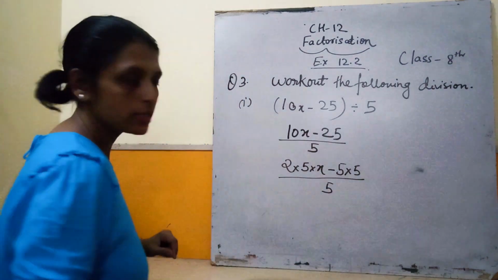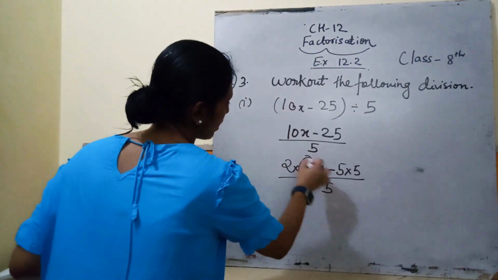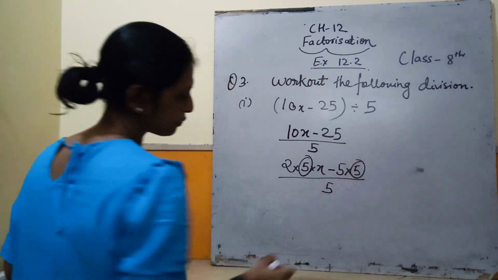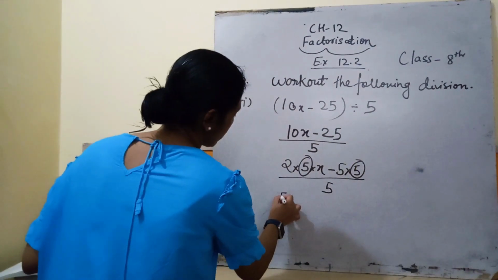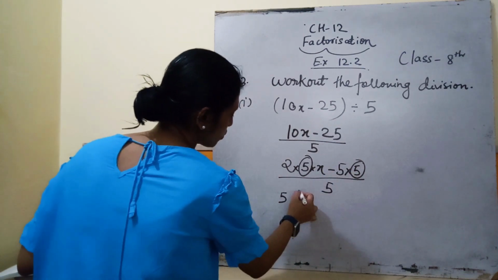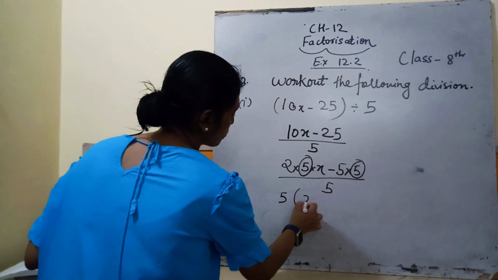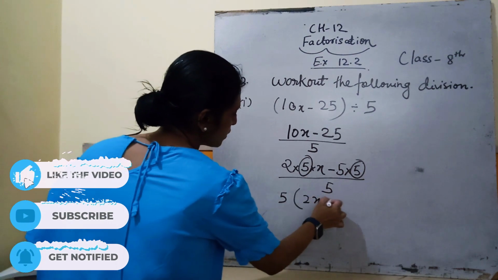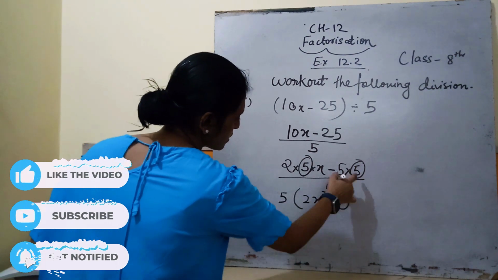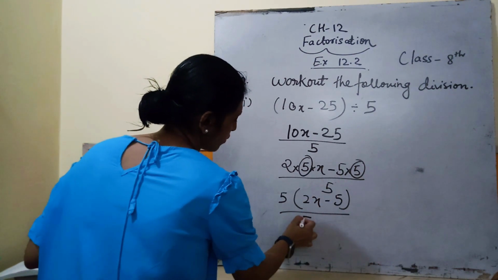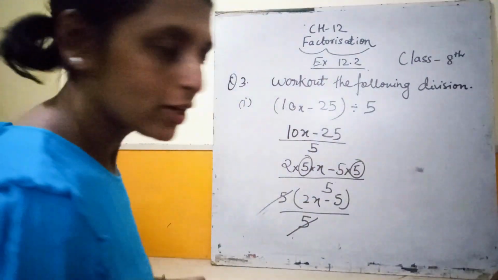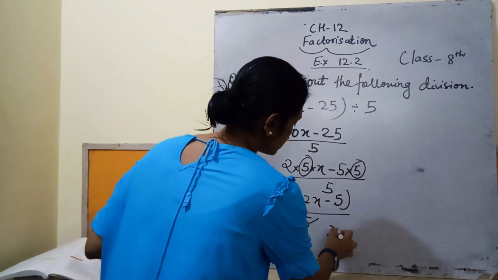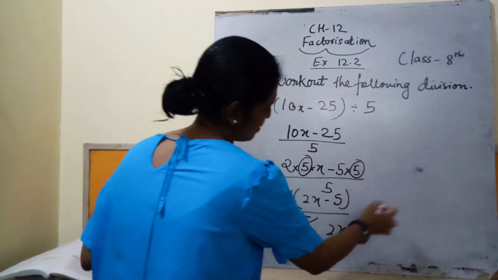So children, you can see that at least 5 is common to both the terms of this algebraic expression. So we will take 5 as common from both the terms. Then we are left with 2x in the first term minus 5 in the second term, upon 5. And this 5 and this 5 will get cancelled. So the result is 2x minus 5.